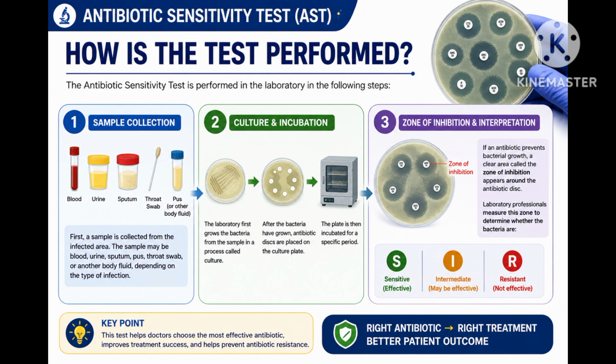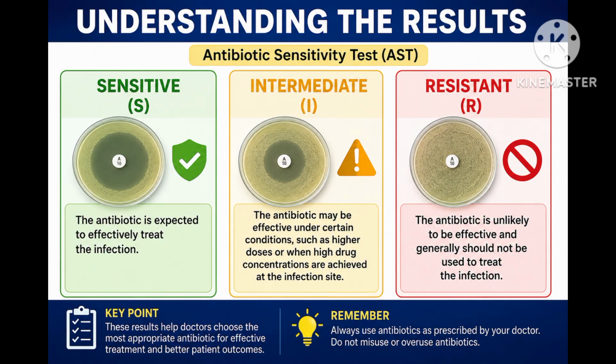Laboratory professionals measure this zone to determine whether the bacteria are sensitive (S), intermediate (I), or resistant (R) to each antibiotic. Understanding the results. Sensitive (S): the antibiotic is expected to work effectively against the bacteria. Intermediate (I): the antibiotic may work under certain conditions or at higher concentrations. Resistant (R): the antibiotic is unlikely to be effective and should generally not be used for treatment.